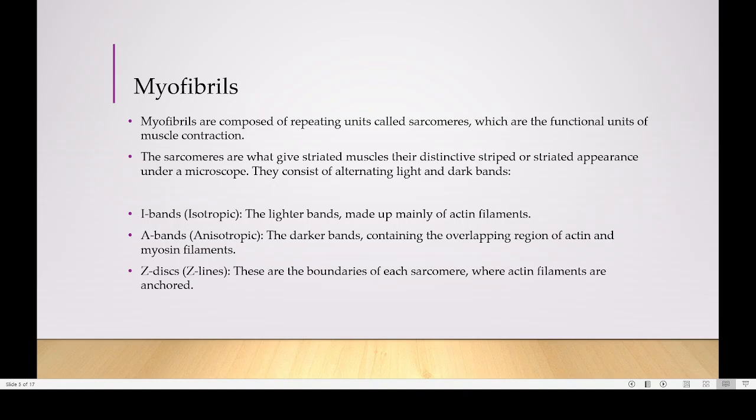The sarcomeres are what give striated muscle its distinctive striped or striated appearance under a microscope. We can see light bands and we can also see dark bands. So the I band, the I stands for isotropic. These are lighter bands and are mostly made up of one type of filament known as actin filament. Another type of band is known as the A band. A stands for anisotropic. So these are darker bands containing overlapping regions of actin and myosin.